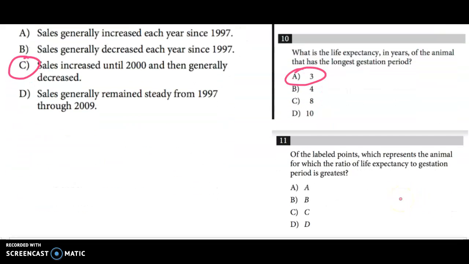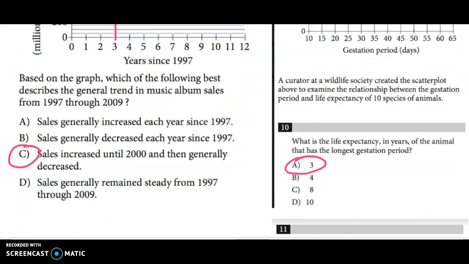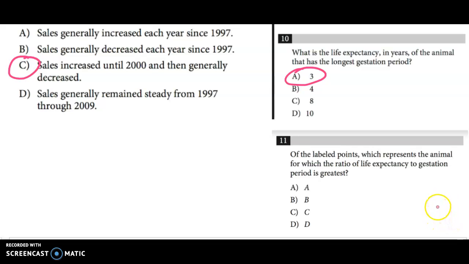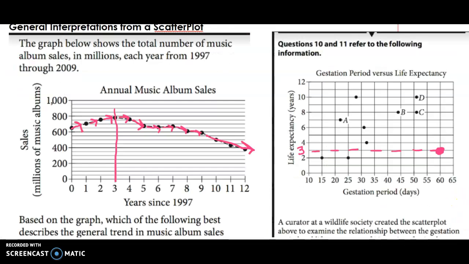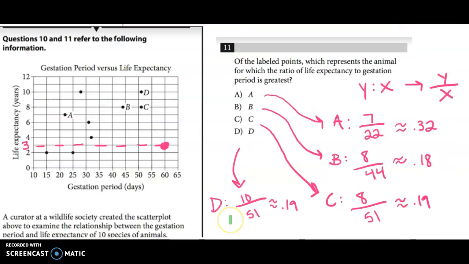Let's talk about number 11 together to finish it off. So of the labeled points, A, B, C, and D, which represents the animal for which the ratio of life expectancy to gestation period is greatest? So this question is asking for the ratio of life expectancy, which is our Y value, to our gestation period, which is our X value, and we're looking for which one of those is the greatest. Which Y divided by X for each of these points gives us the greatest value.